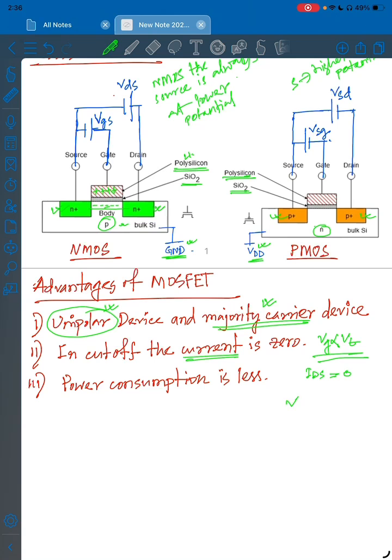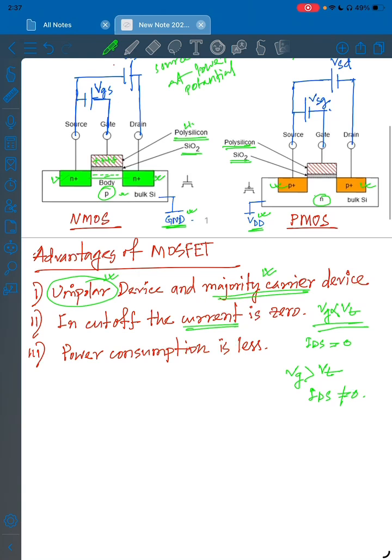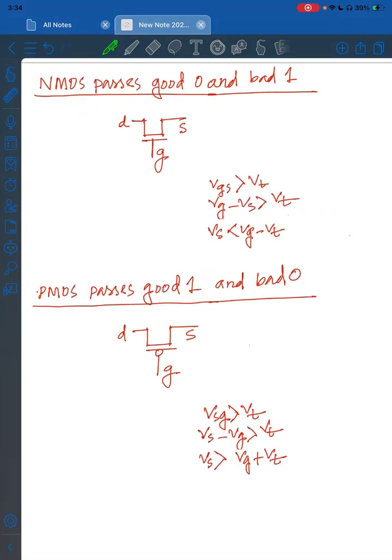And whenever the gate voltage is greater than the threshold voltage, IDS flows and IDS is not equal to zero. So the MOSFET can be turned on and off easily, because as the MOSFET is turned off, there is no current flow, so the power consumption is less. So in the NMOS, if we want to flow current IDS, then VGS must be greater than VT.